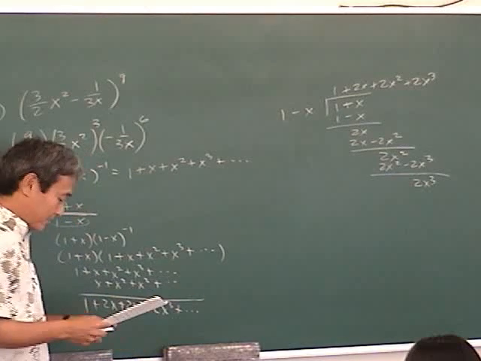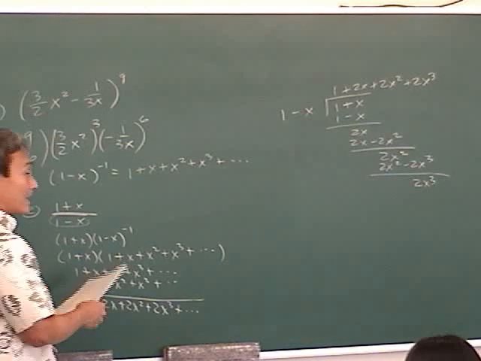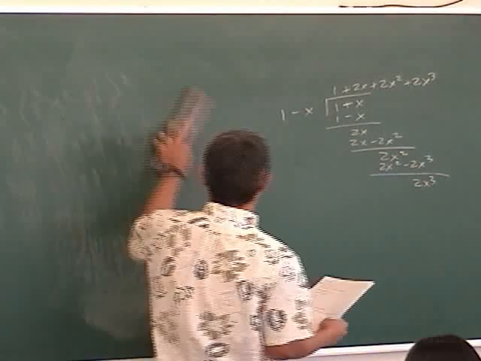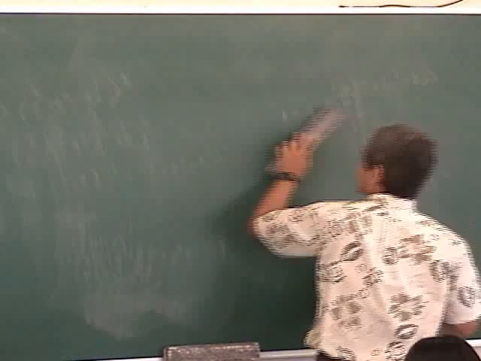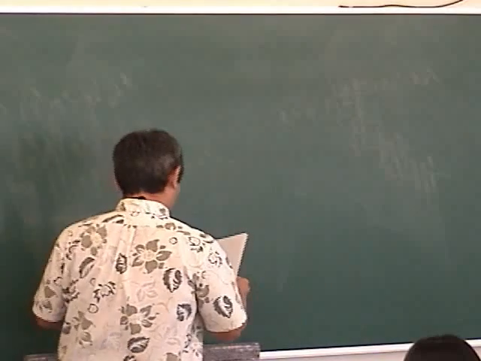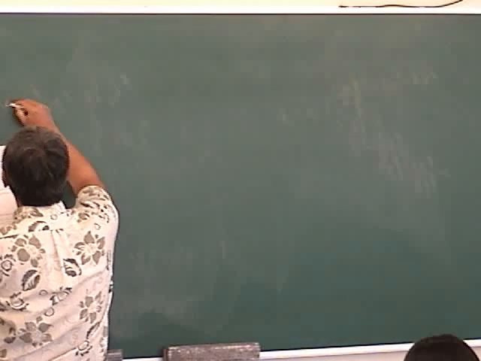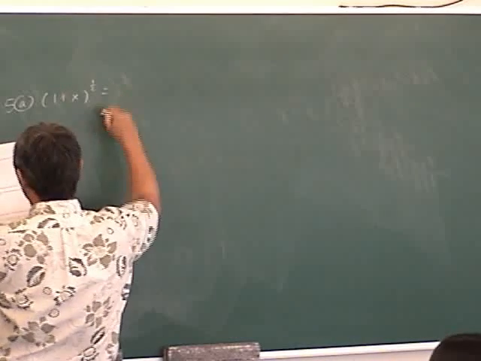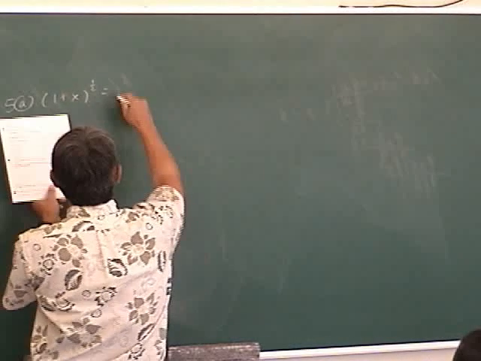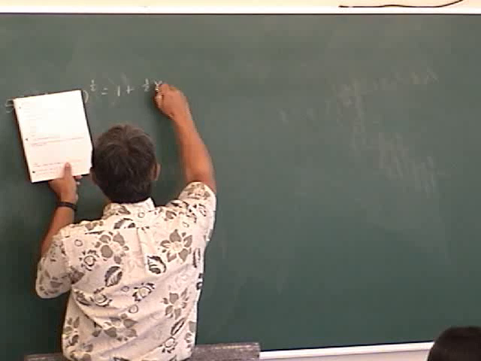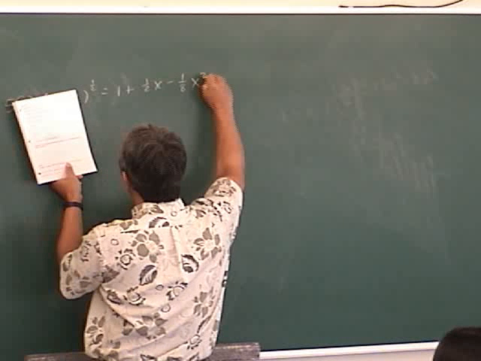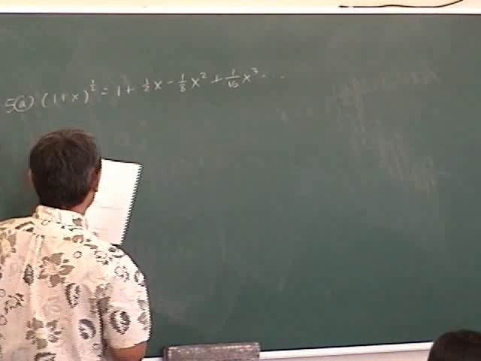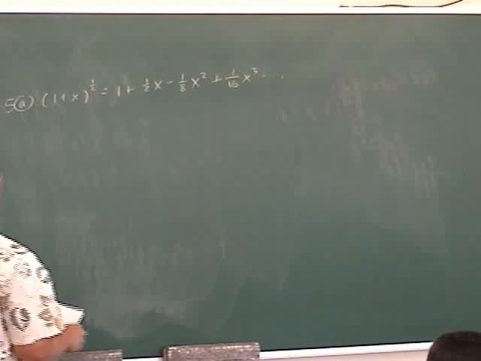Okay, and then number 6. Didn't I show you an example like this yesterday? Okay, in fact, we did 5a. 1 plus x to the 1/2. Okay, look, taking your answer from 5a, 1 plus 1/2 x minus 1/8 x squared plus 1/16 x cubed and so forth. It says use the first 4 terms to approximate the square root of 2.